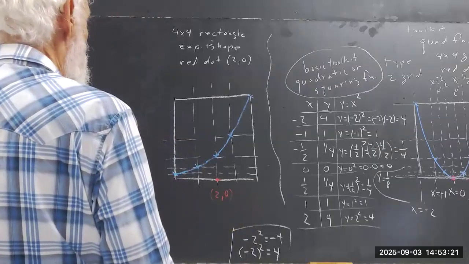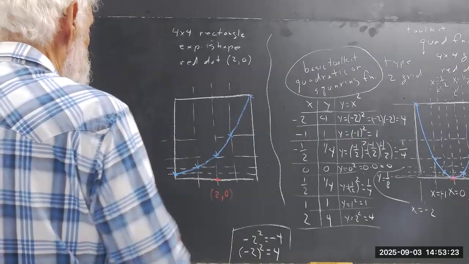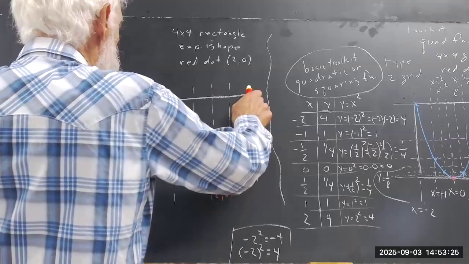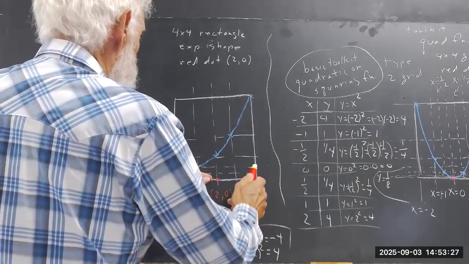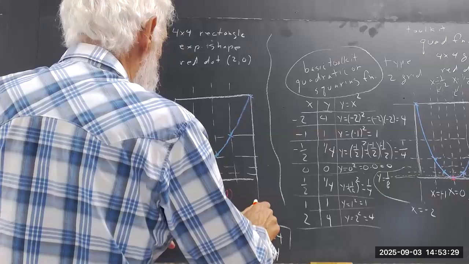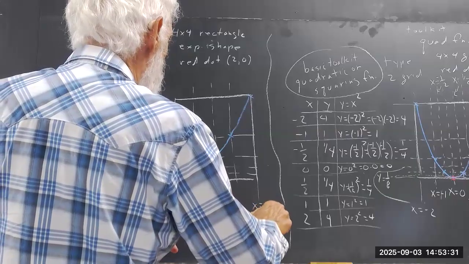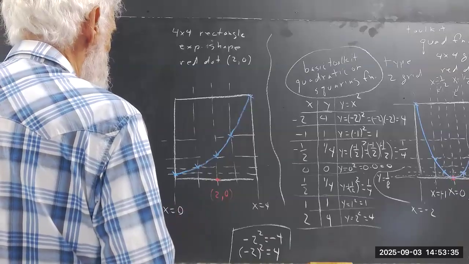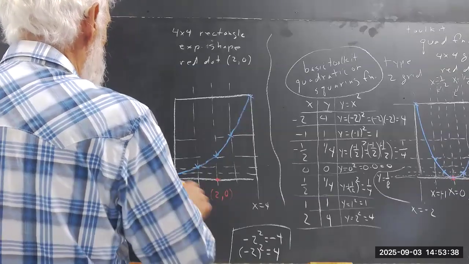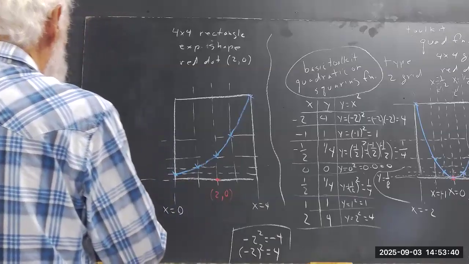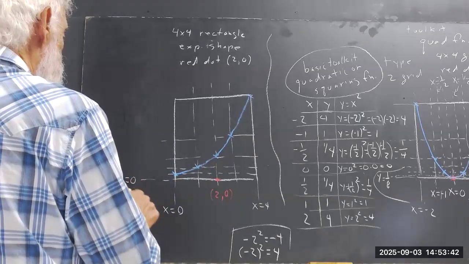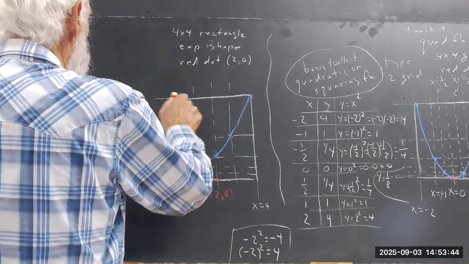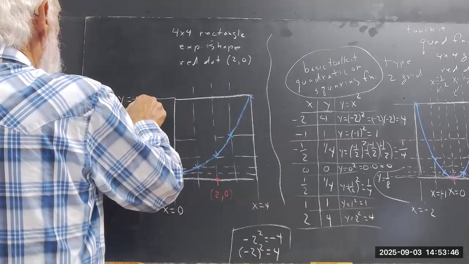Which means, since this is 4 units wide and it's 2 units from here to here, this is now x equals 4, and this is x equals 0 over here. Now, this line is still y equals 0, 4 units high, so this line is going to be y equals 4.